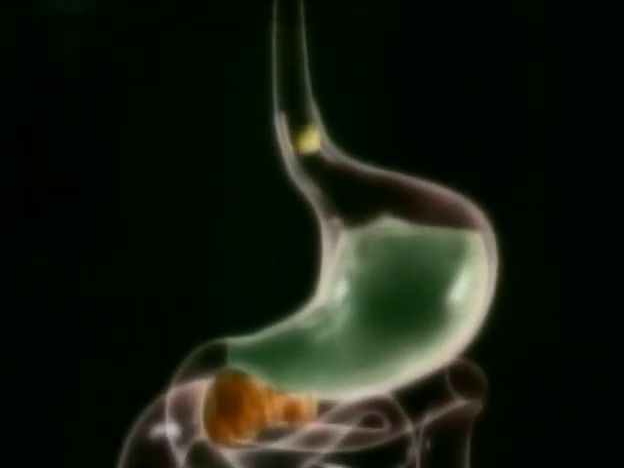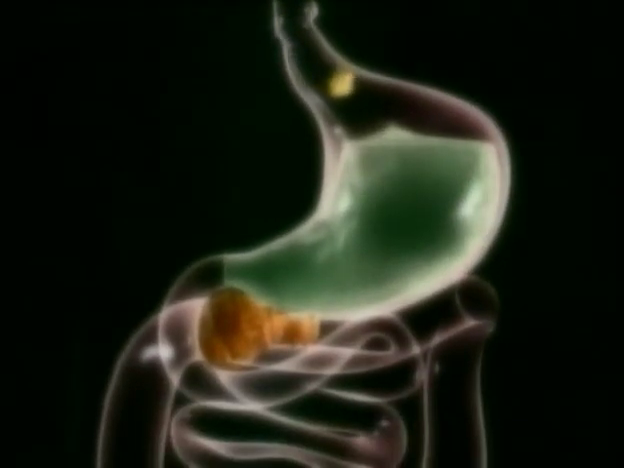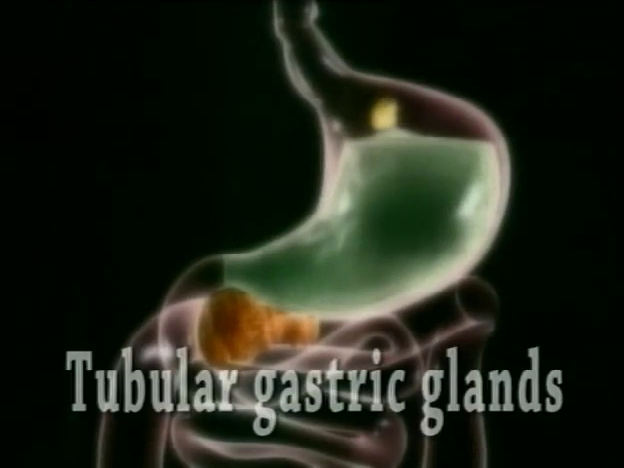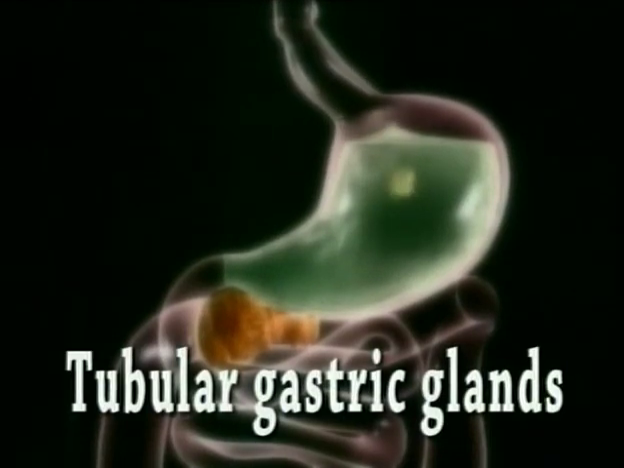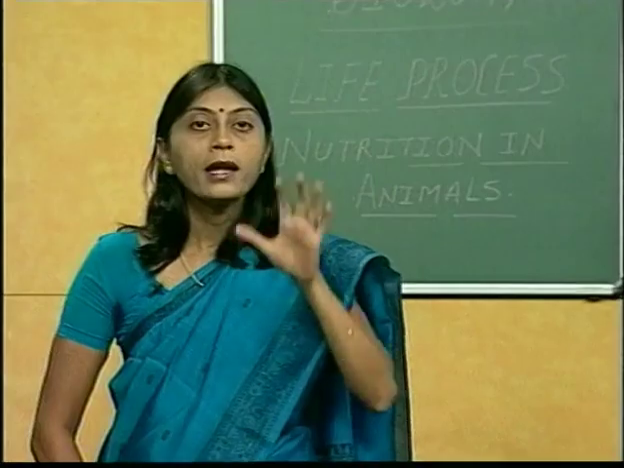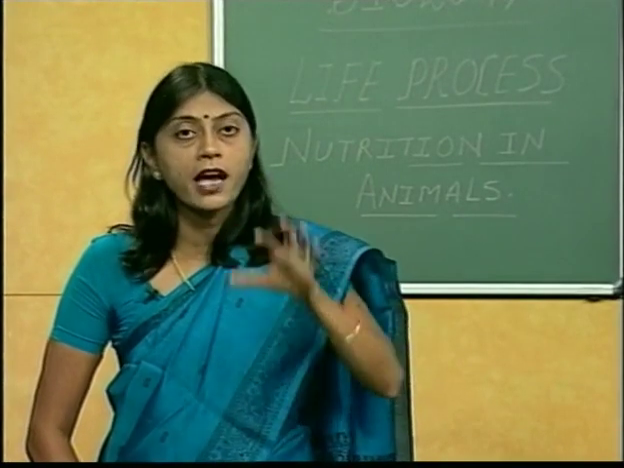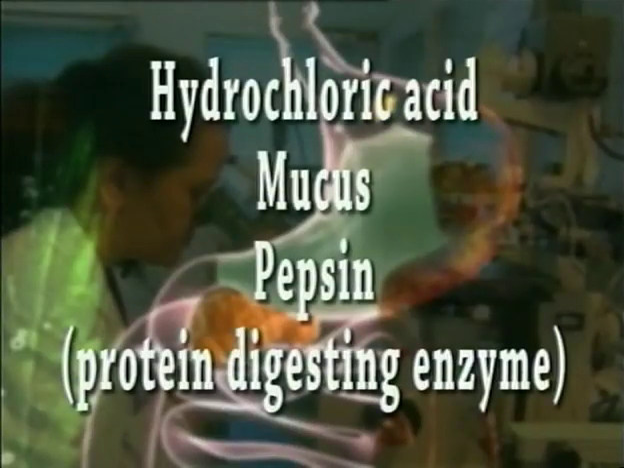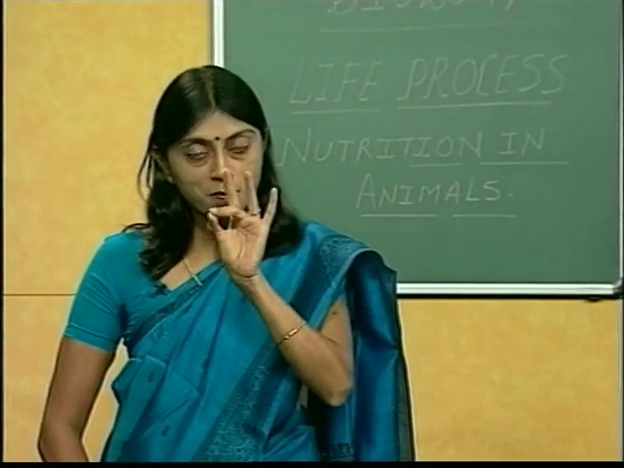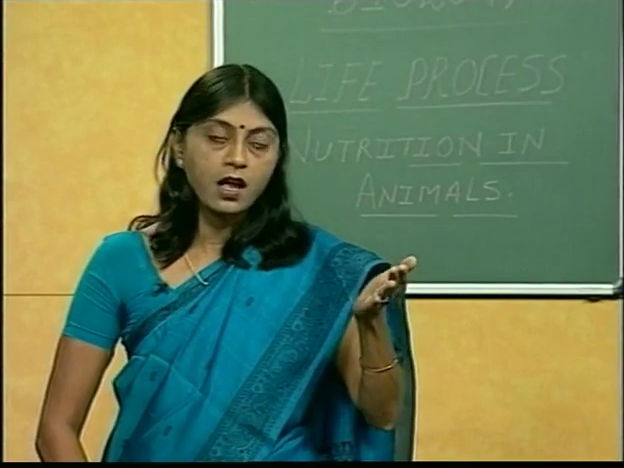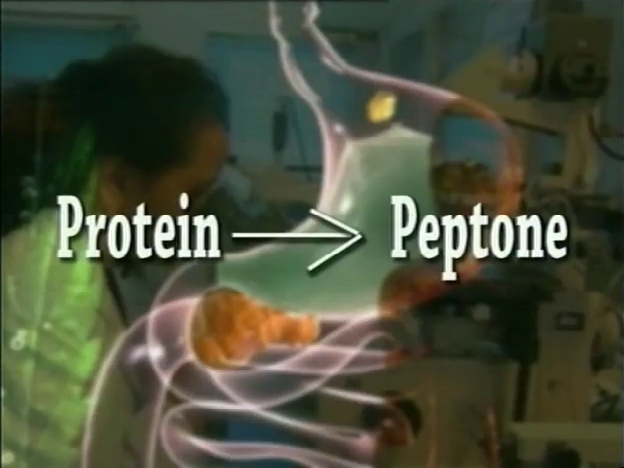Stomach is placed towards the left side of the abdomen, and it is a J-shaped structure. Stomach wall has tubular gastric glands. These gastric glands secrete gastric juices, and these gastric juices contain 3 substances: hydrochloric acid, mucus, and the protein digesting enzyme pepsin. And this pepsin acts on proteins, and proteins are converted into peptones.